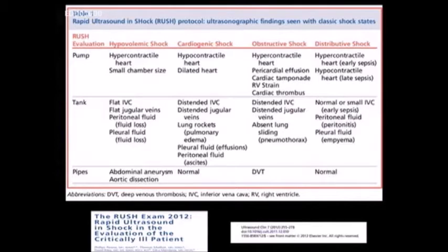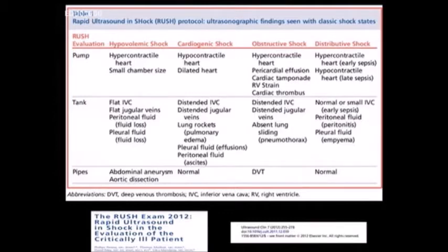Now we can begin to use the RUSH protocol to assist in the evaluation of the hypotensive patient to allow us to figure out which type of shock the patient is suffering from. Let's take a look at this table, beginning with hypovolemic shock to the left. On assessment of the pump, the heart may be small in size and hypercontracting. On evaluation of the tank, the inferior vena cava and internal jugular veins may be small in size with a large percentage change from expiration through to inspiration.